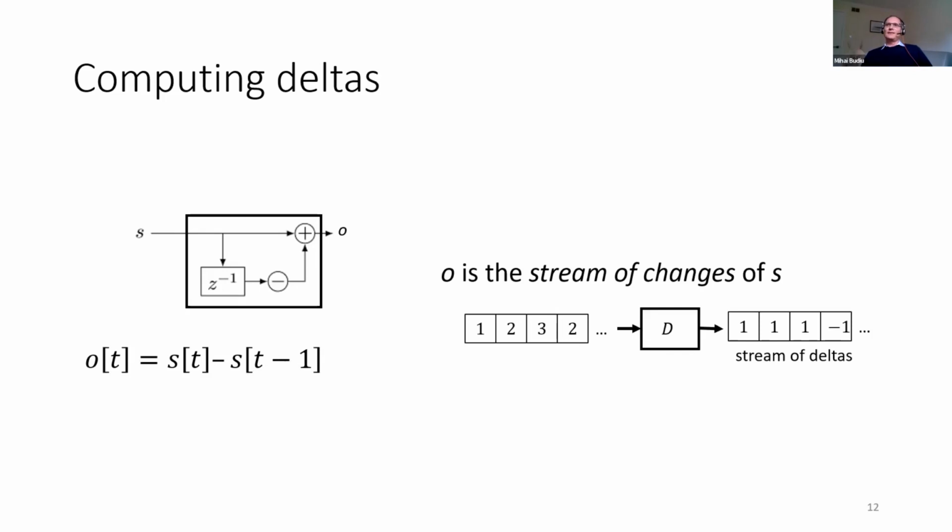So given a stream of values, this computes the differences in the values. For example, if the stream of integers is 1, 2, 3, 2, the deltas will be 1, 1, 1, -1. The first value is copied unchanged, as if there was a 0 in front of it. Okay, so this is an operator you can build using the components we described so far, which computes deltas.